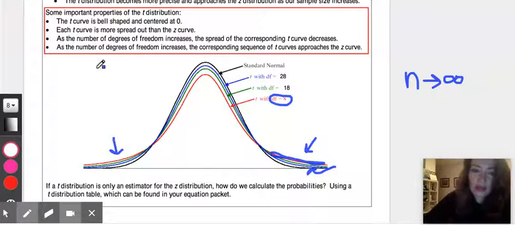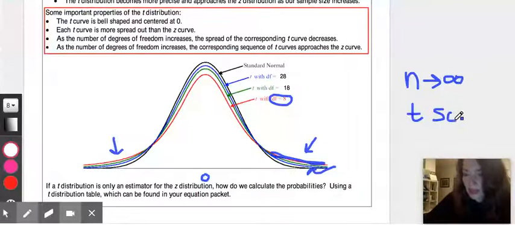So let's look at the characteristics. So the T curve is bell shaped as well and also has a center at 0. So instead of a Z score, we're going to call it a T score. So we're going to be looking at T scores, and the way we get T scores is just like the way we get with Z scores, but T scores have to do with degrees of freedom.